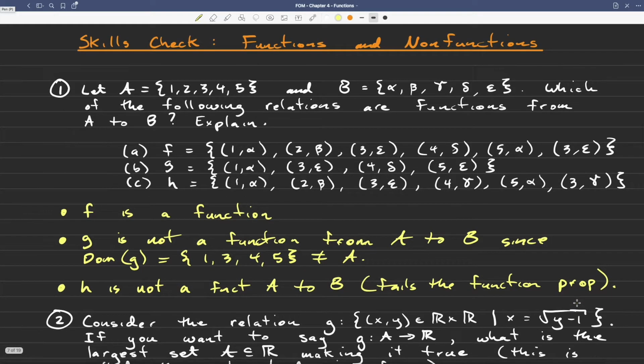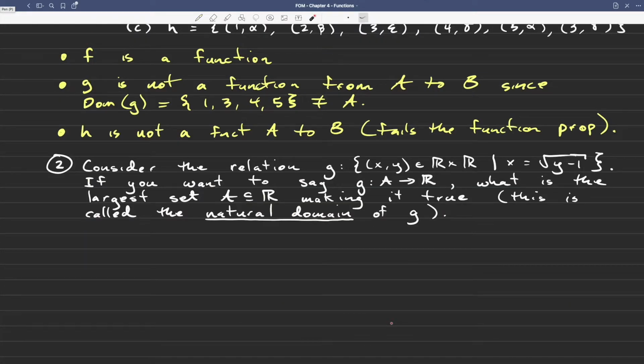Okay, all right, so let's take a look at number 2. The idea here is we want to figure out what's the largest possible domain for this function that would be a subset of the reals. And of course we call that the natural domain. When you look at this relation, the equation and the membership conditions that define it, it's expressed x in terms of y.